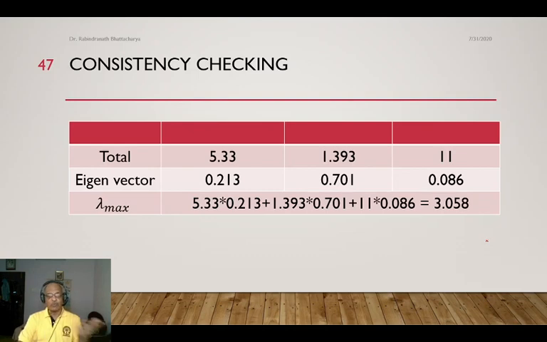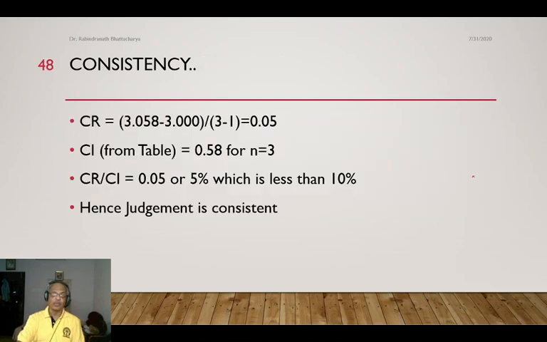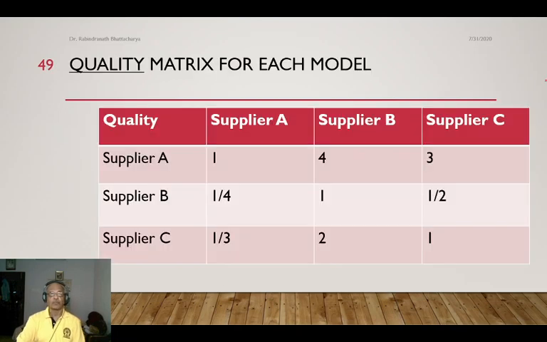Consistency checking, the same way you go on checking the consistency, and it comes to 3.058, and here for 3 we can take the table, it is 0.58, so its ratio comes to 5%, which is less than 10%. Hence judgment is consistent.